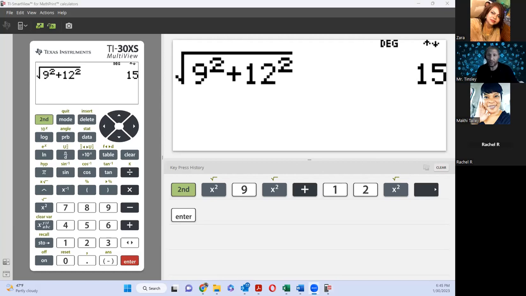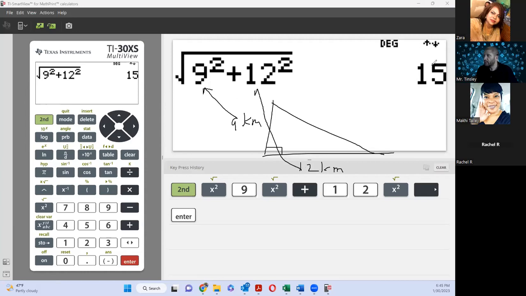Remember the 2 things I'm looking at when I get it. So 9 kilometers east. Boom. 9 kilometers south, 12 kilometers east. There's my right triangle. So these are my 2 legs. Boom. This is my hypotenuse. Boom. Done.